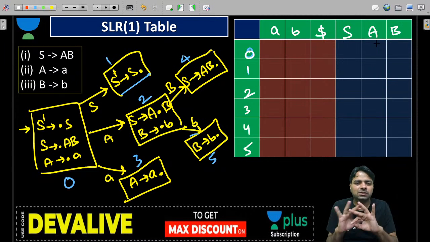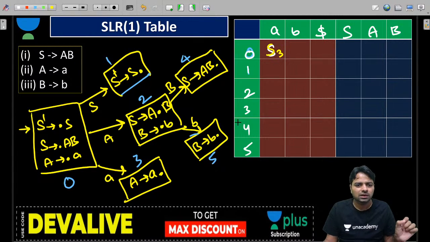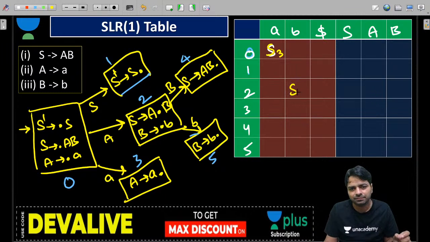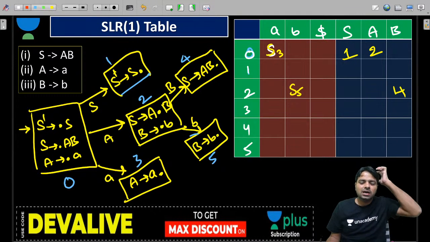Shift and state, no change. So 0 on A goes to 3, that is S3, and then we have 2 on B, that is S5, and state entries 0 on S is 1, 0 on A is 2, and 2 on B is 4. Yes, and now we have the reduced.